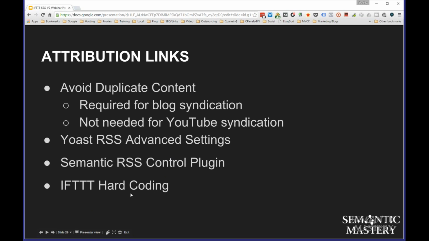Okay. IFTTT hard coding, that's another way that you can add an attribution link. If you're not using the Yoast WordPress SEO plugin, or you're not using our free RSS plugin, then you can still code in an attribution link using IFTTT. And again, that's covered in the training.